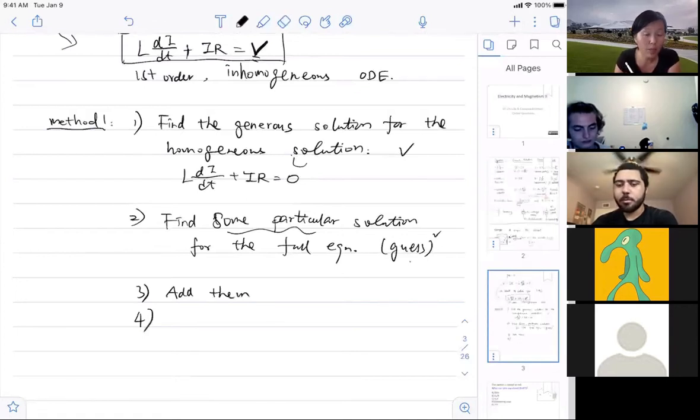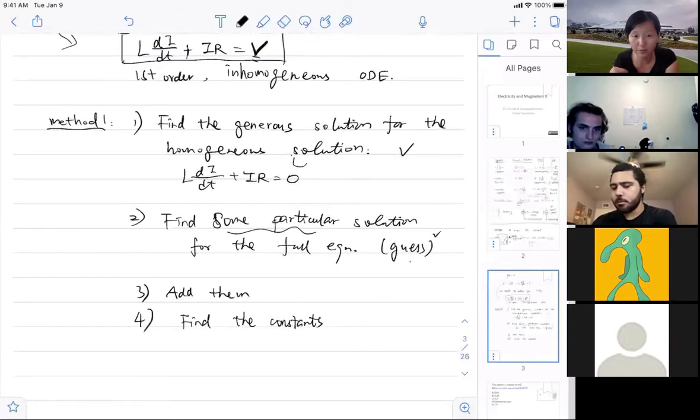But then we will probably be left with a lot of constants. So what do you do with a lot of constants? You will find the constants using your initial conditions. Initial conditions are something implicitly given in the physical setting of the problem.